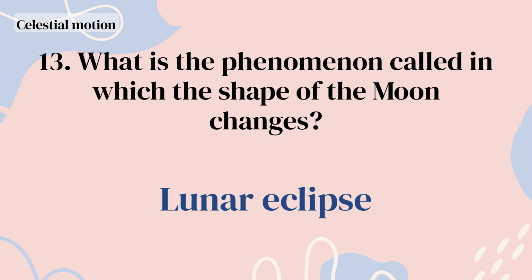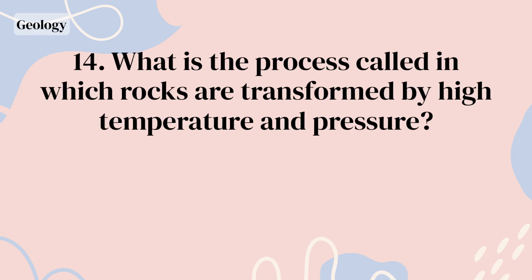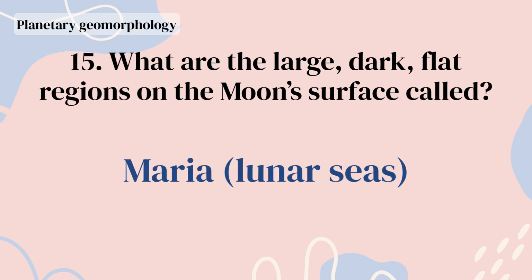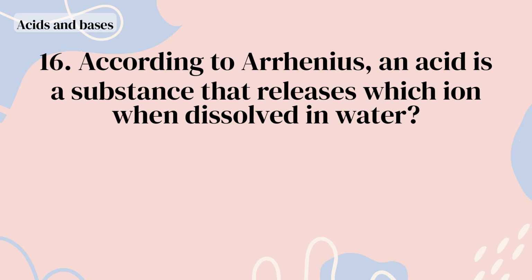Lunar eclipse. What is the process called in which rocks are transformed by high temperature and pressure? Metamorphism. What are the large, dark, flat regions on the moon's surface called? Maria, lunar seas. According to Arrhenius, an acid is a substance that releases which ion when dissolved in water?